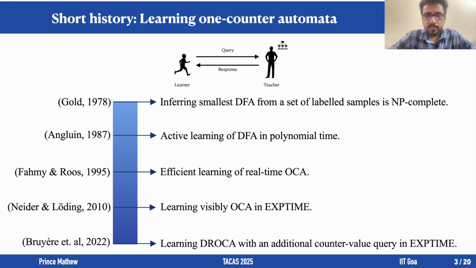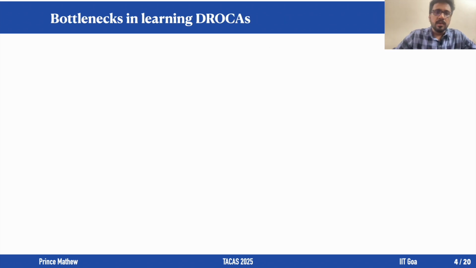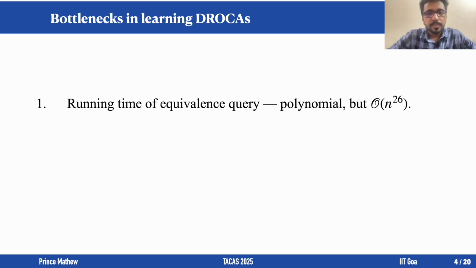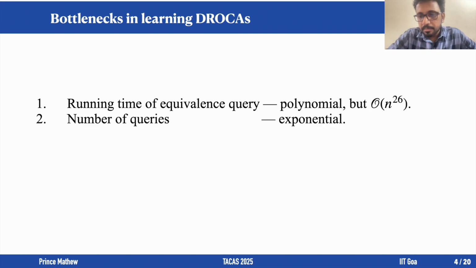So what are the difficulties in learning DROCAs? There are three main issues. One is the running time of the equivalence query. The equivalence of two DROCAs of size less than or equal to n can be checked in polynomial time, but the polynomial is huge. For instance, for two n-state DROCAs, the equivalence check will take at least some order of n raised to 26 time. So this is not practical. This cannot be used for practical applications.